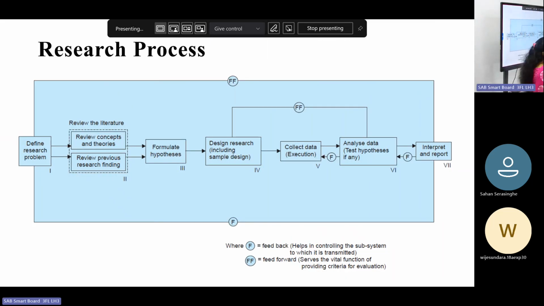We'll identify the process. Make the heading: research process. We learn what the steps are in a research process here. Last week also we did this. Now the lesson is regarding the process.